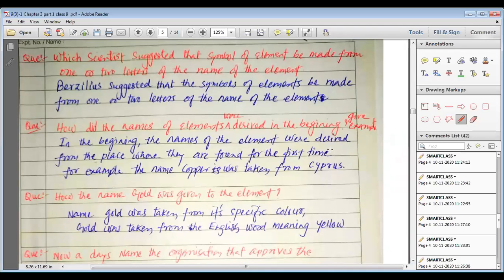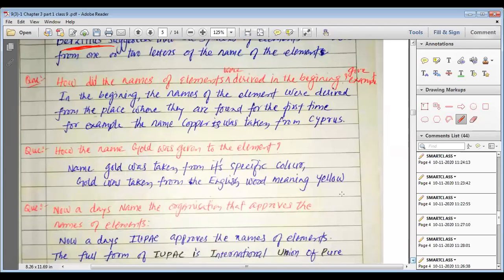Then we have the next point to study. Which scientist suggested that the symbol of an element be made from one or two letters of the name of the element? There was a scientist, his name was Berzelius. Berzelius suggested that the symbol of an element be made from one or two letters of the name of the element.